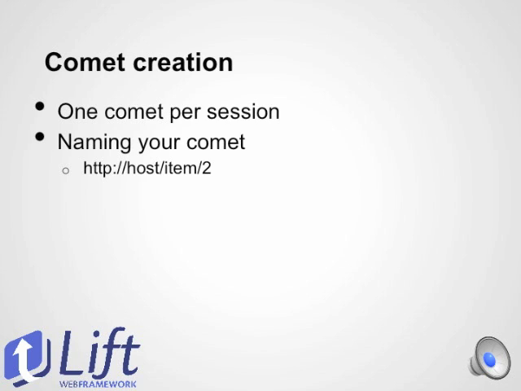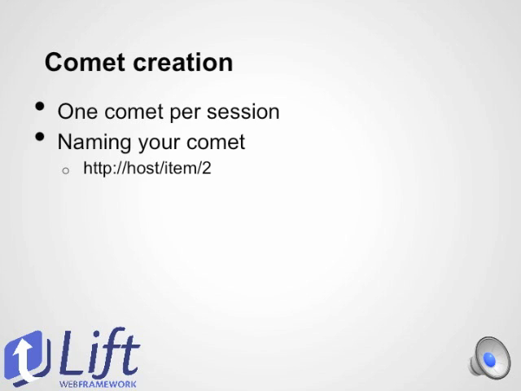So this is, for example, a URL. Now you have your host, item, and number 2. Then it will look up all the actors that know how to display an item, and it will have to have the name number 2.